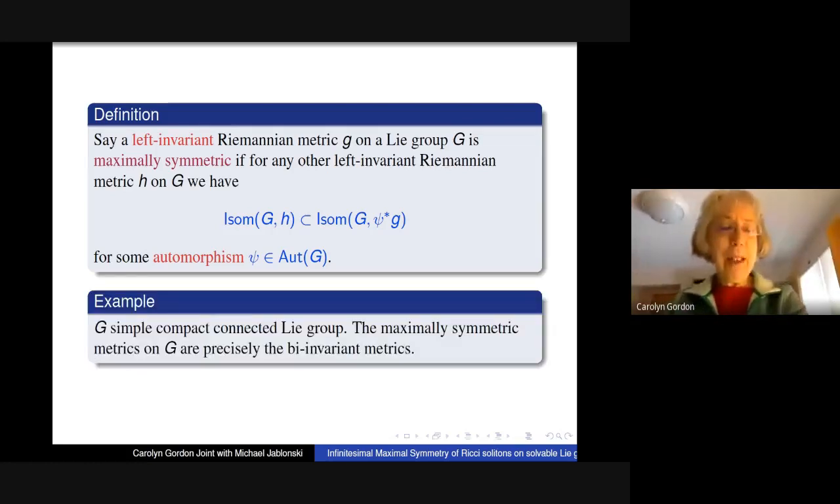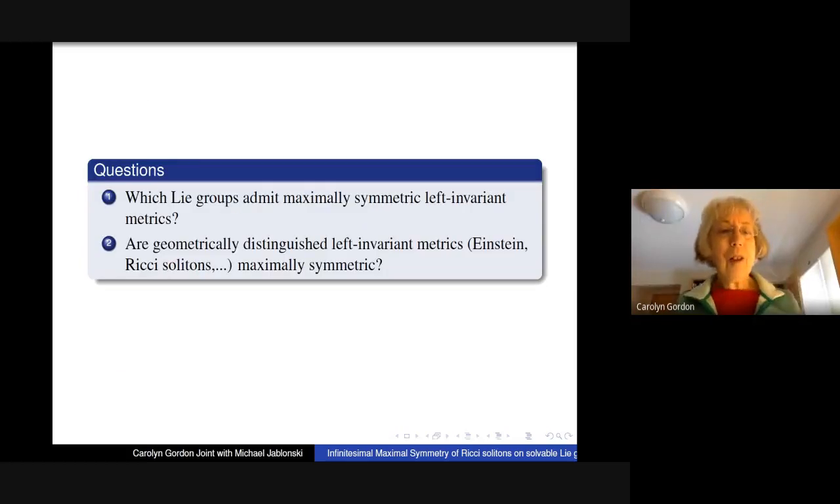An example is if you have a simple compact connected Lie group, then the bi-invariant metrics are precisely the maximally symmetric ones. Although if you take a compact semi-simple group that's not simple, you might no longer have this result in general. So again, the questions are: which Lie groups admit maximally symmetric left invariant metrics, and are geometrically distinguished left invariant metrics maximally symmetric?